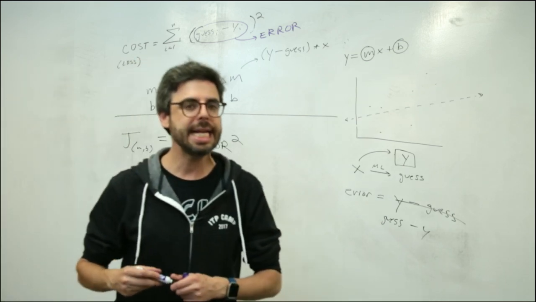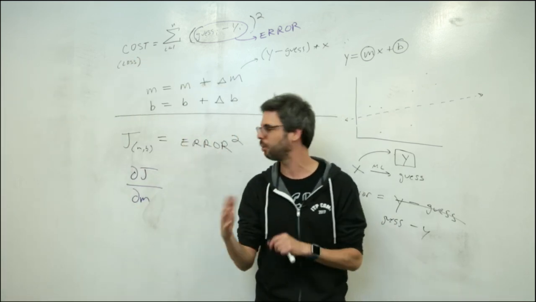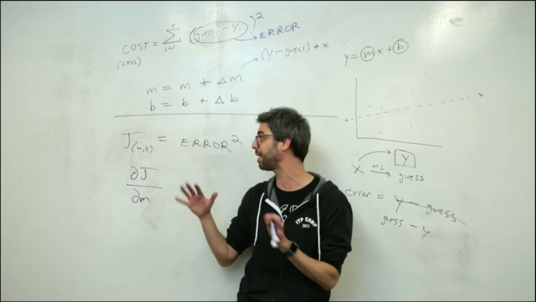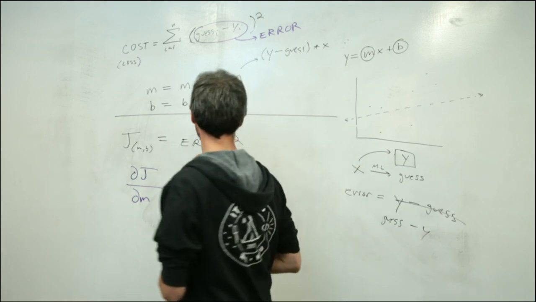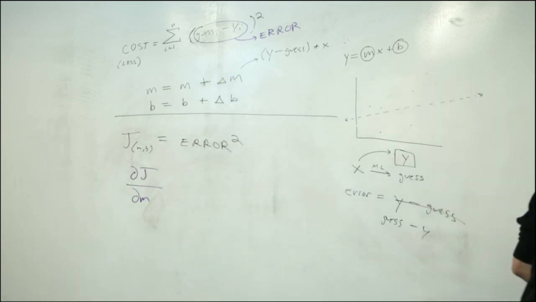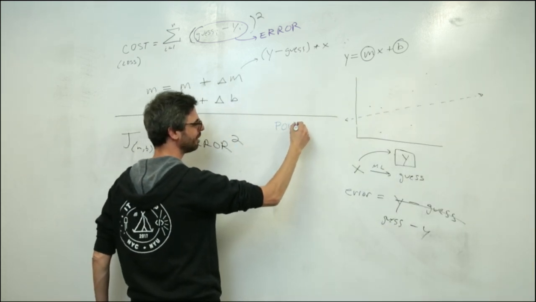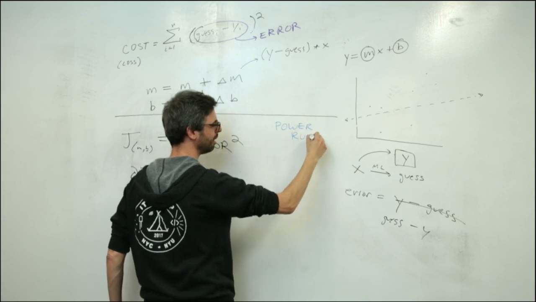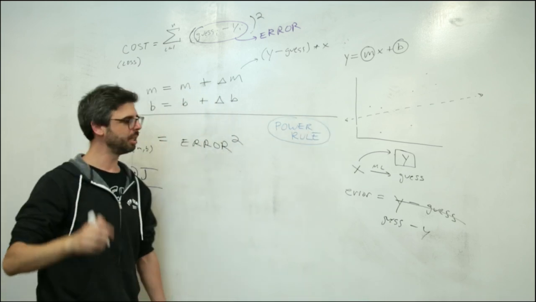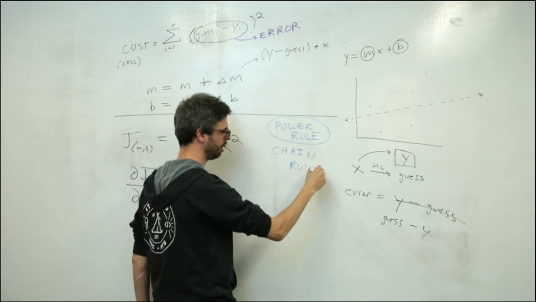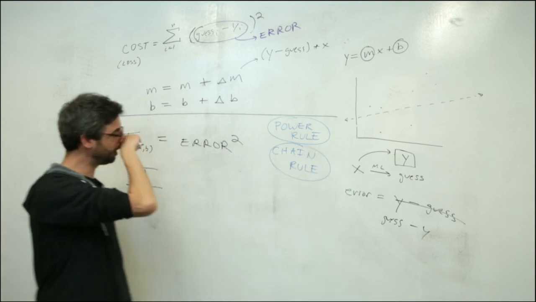Again, I recommend that you go and check out some of the 3Blue1Brown calculus videos, which will help give you more background here. But what I'm actually going to need to do here is use two rules from calculus. I'm looking for another pen color for no reason. I need to use the power rule. That is one rule. And I need to use the chain rule. So there are two rules that I need to do.